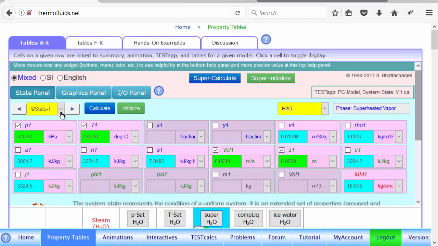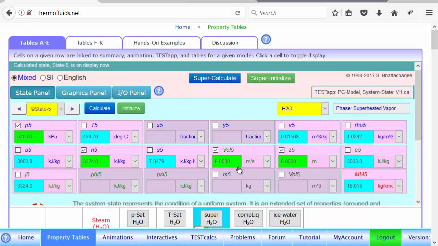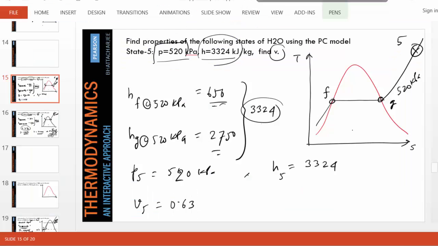calculate our state 5. Let's call it our state 5. And what we know is that enthalpy is given and pressure is given. Pressure is 520 kPa, and enthalpy is given as 3324. When we calculate, the state comes out to be, the specific volume is 0.615, about 0.62, which is pretty close to the 0.63 we estimated manually.